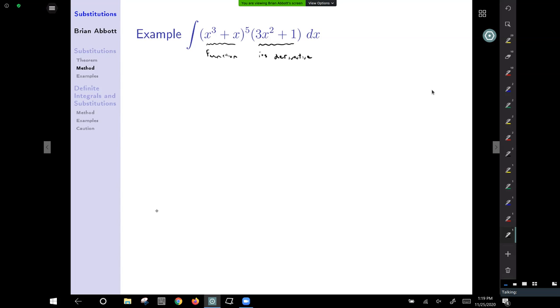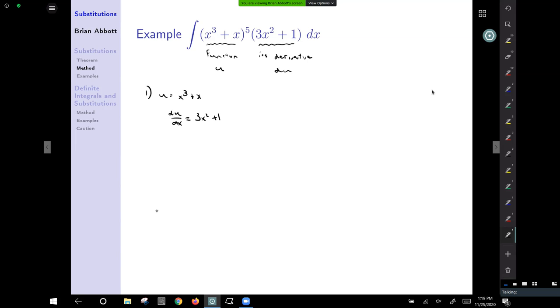And so what we want to do is let this function be u, and then its derivative is going to be du. First things first, let's make our substitutions. u is equal to x to the third power plus x. And then we are going to take its derivative. du dx is the derivative of u with respect to x, so 3x squared plus 1.